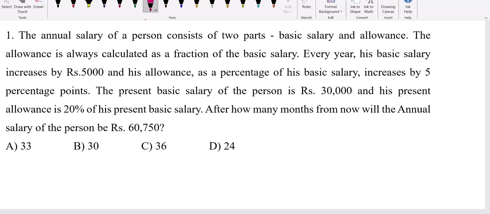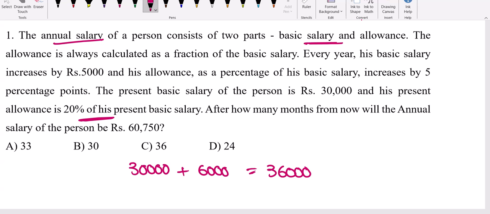Now 30,000 is the first year salary plus 20%. 10% of 30,000 is 3,000, 20% means 6,000, so 36,000, right? That's the first annual salary. This is regarding annual salary, meaning for 1 year he'll get 36,000, right? The present salary of the person is 30,000, but is it per month or per year? I think as they mentioned annual, I have to consider it as 1 year, let it be. If it is per month, then 60,750 will be reached very soon. Okay, so 36,000, fine.